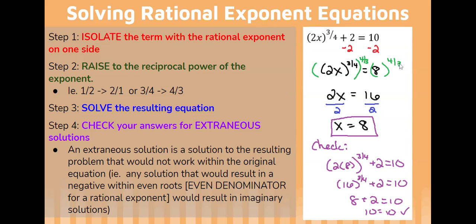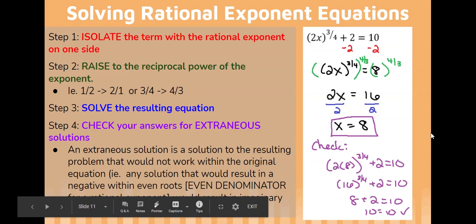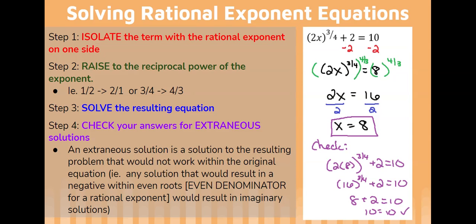We're lucky enough, 8 to the 4/3 ended up being a whole number. If it didn't, then you have to write it as an exponent, or you can write it in the radical form. Most of yours will come out to nice whole numbers, and solve it. You get x equals 8. And again, we're looking for extraneous solutions that we can cross out in case they don't work.